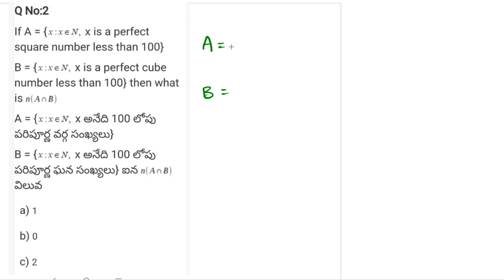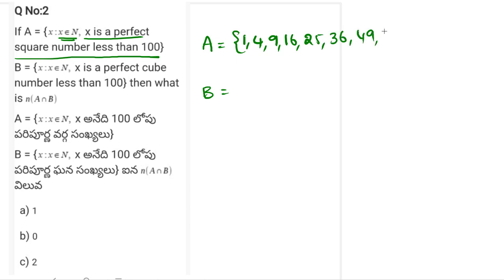Whenever we are writing a competitive exam, you need not write each and every step. But for your convenience and to understand easily, I am writing the steps clearly. So A equal to x belongs to N, that means x is a natural number, x is a perfect square number less than 100. What are the perfect square numbers we have less than 100? 1, 4, 9, 16, 25, 36, 49, 64, 81. So these are the perfect square numbers less than 100.